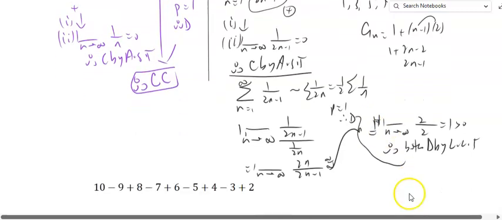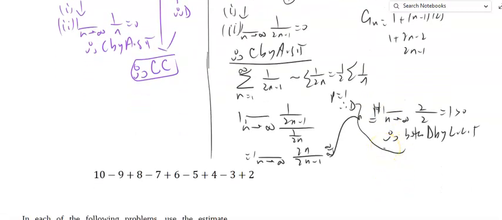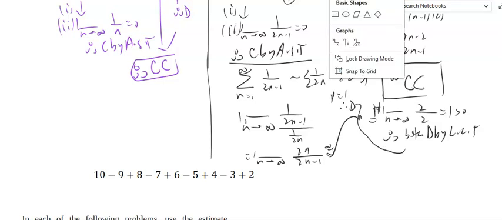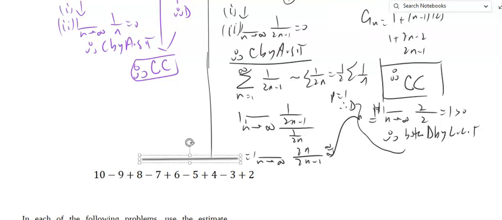And from those two conditions combined, we know that therefore it's conditionally convergent. So conditionally convergent is the most work.